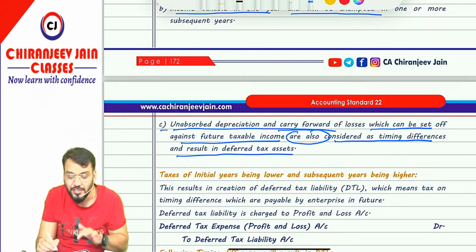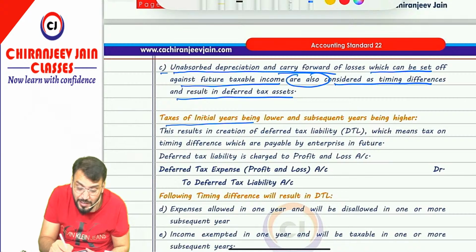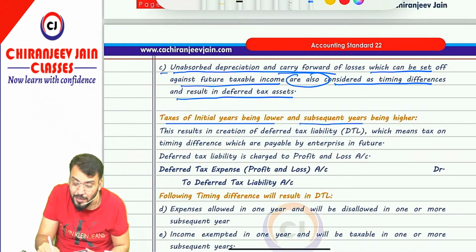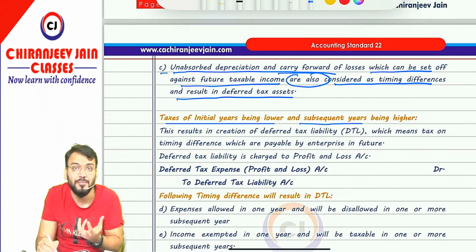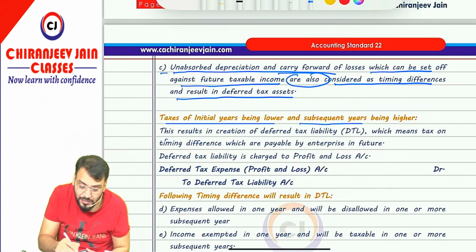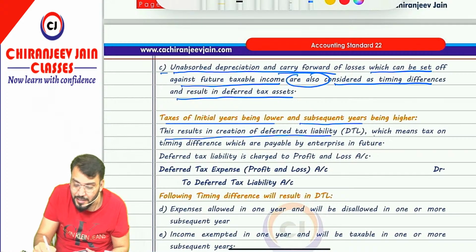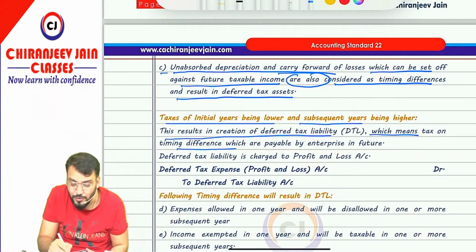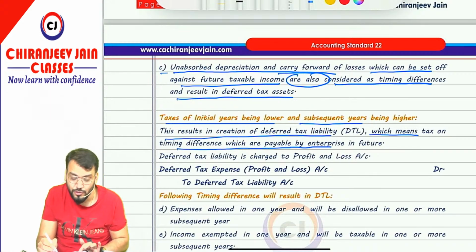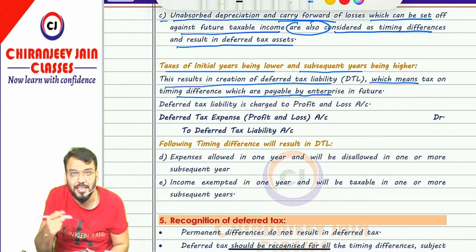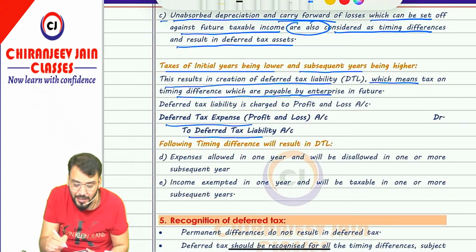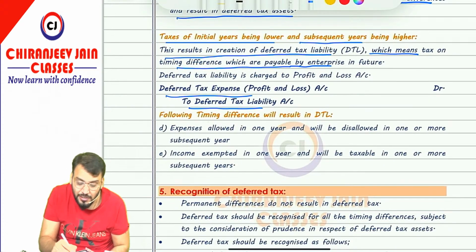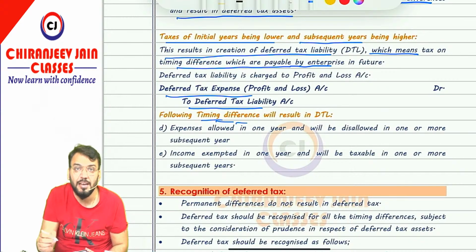Correct? Now taxes of the initial year being lower but in a subsequent year being higher means we are paying higher tax in future, therefore we need to recognize deferred tax liability on that. So this results in the creation of deferred tax liability, which means taxes on timing difference which are payable by the entity in future. Correct? So what journal entry will we do? Deferred tax expense account debit to deferred tax liability. So the following timing differences will result in deferred tax liability.